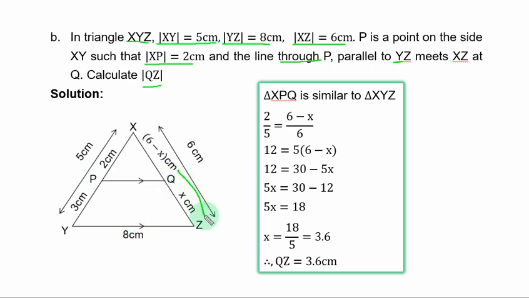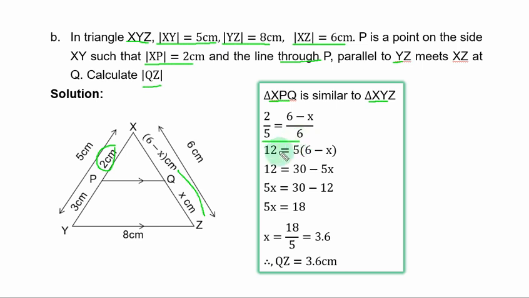We have two triangles here. Triangle SPQ, that is the upper one, and triangle SYZ. And both triangles are similar. So by similar properties of triangles, this 2 over the whole of this length 5 is equal to this side, that is S, 6 minus S over the whole of this length. So you have 2 over 5 equal to 6 minus S over 6.